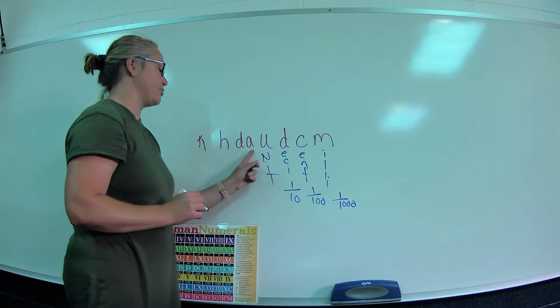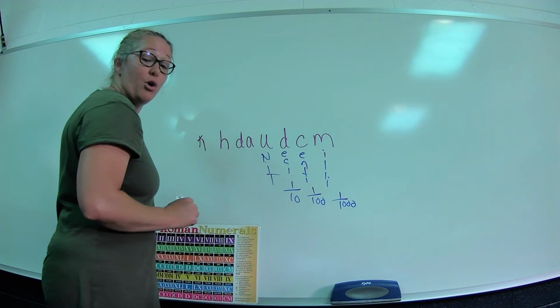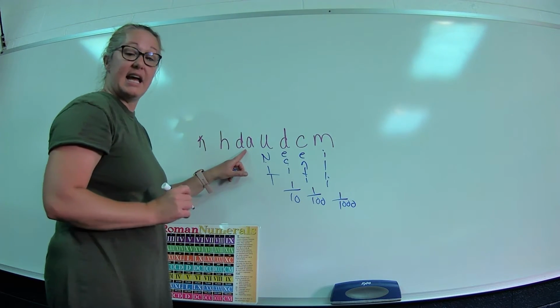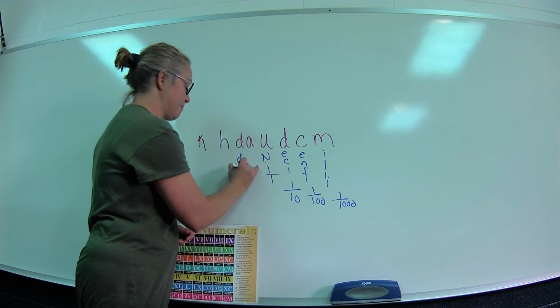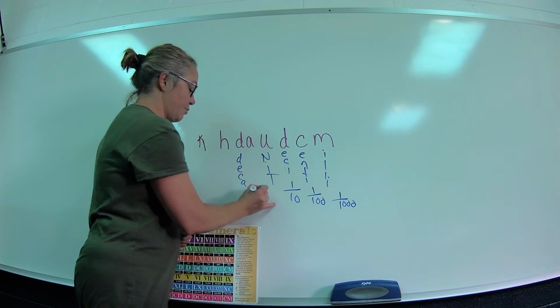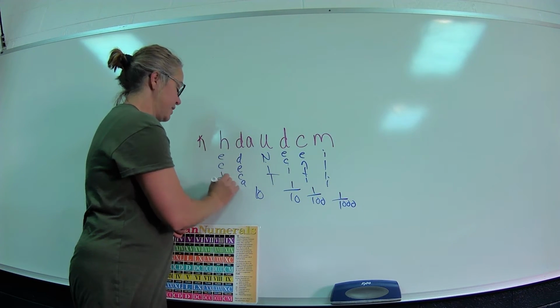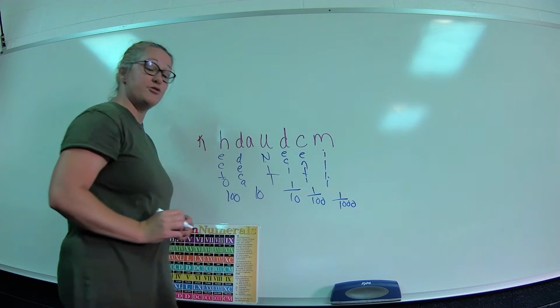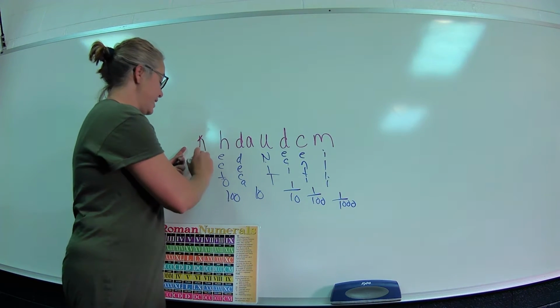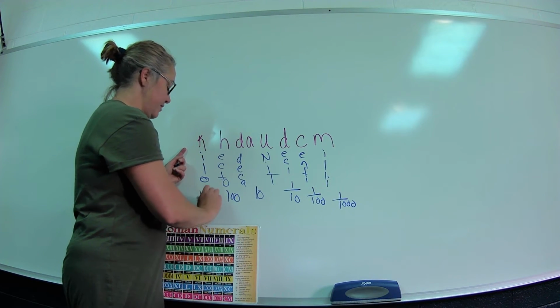All right, so when we go to the left of the unit, we have our whole numbers. DA stands for deca, and deca is worth 10. Then we have H for hecto. Hecto stands for 100, and we have K for kilo, and kilo is equivalent to 1,000.